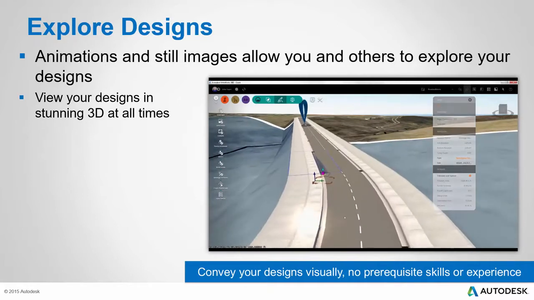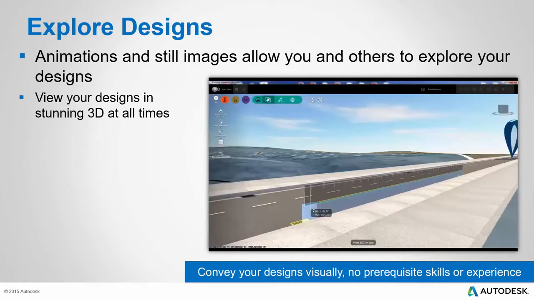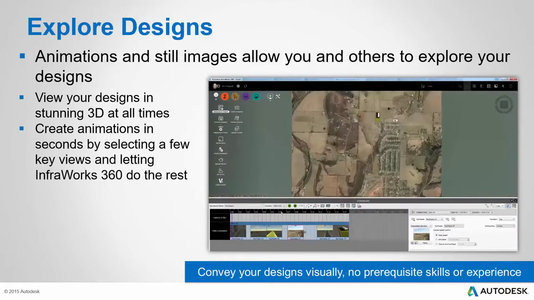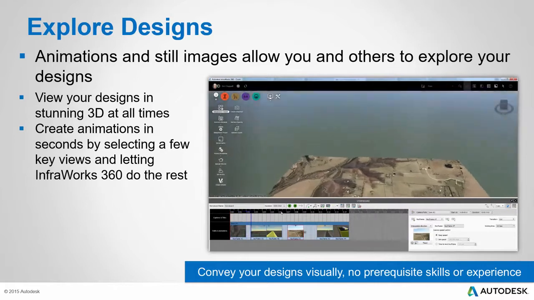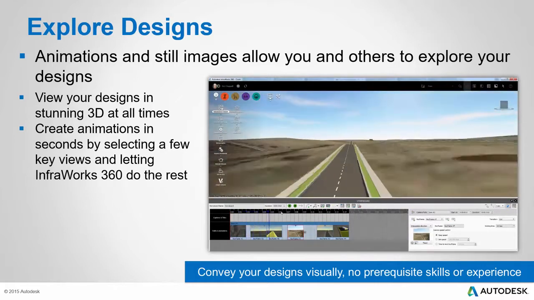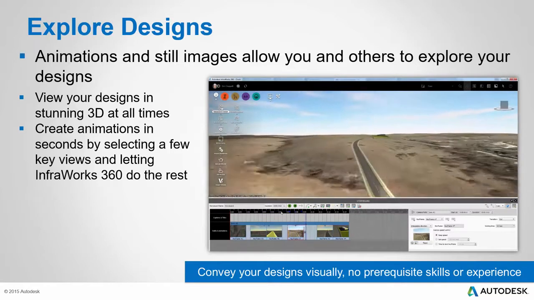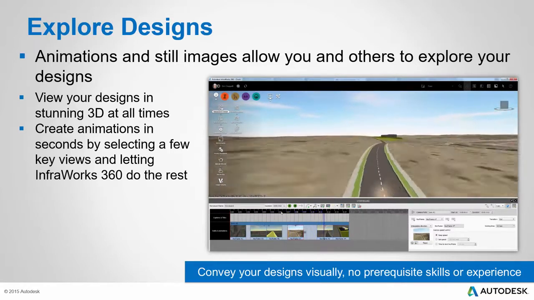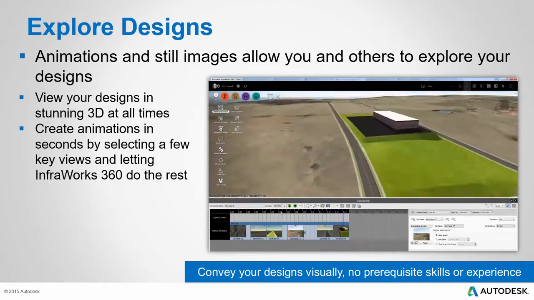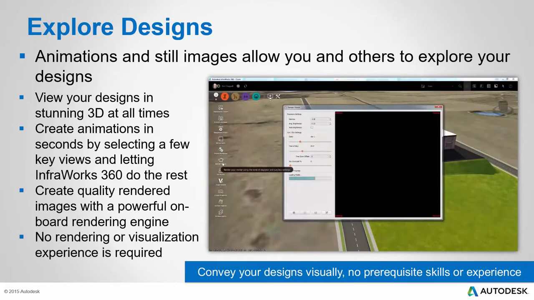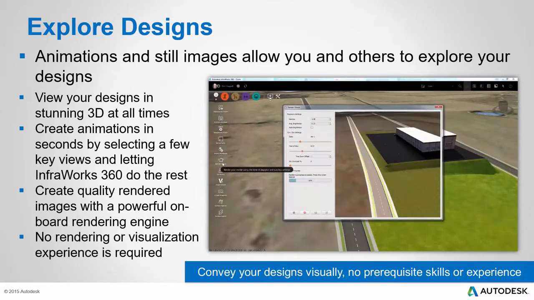The realism and detail of the interface makes it so much easier to understand the performance of your design, whether it's a culvert, a storm pipe, a bridge, or an intersection. Creating animations is easy because in a few seconds you can select a few key views and let InfraWorks 360 do the work of stitching those views together into a nice, smooth, flowing animation. And you can even create very high-quality still images using the powerful onboard rendering engine of InfraWorks 360.